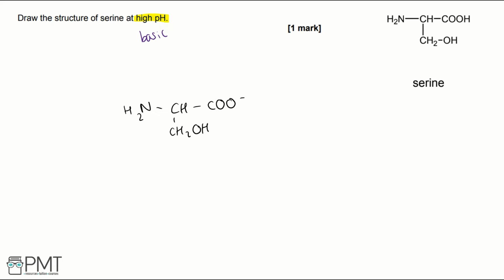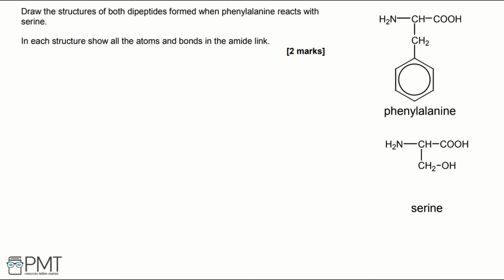To get the mark for this question, you must have this structure drawn correctly. Draw the structures of both dipeptides formed when phenylalanine reacts with serine. In each structure, show all the atoms and bonds in the amide link. So an amide link is a C double bond O and an NH with 2 R groups either side. So using this, we can form our amide links with phenylalanine and serine.